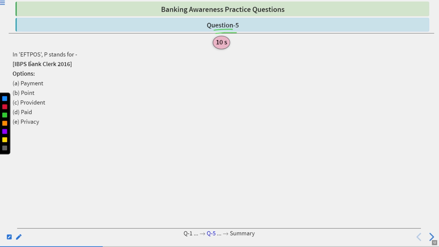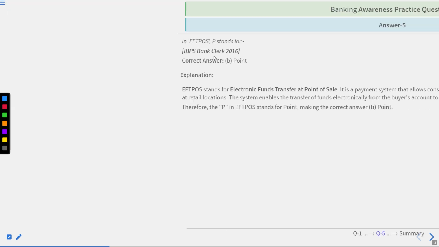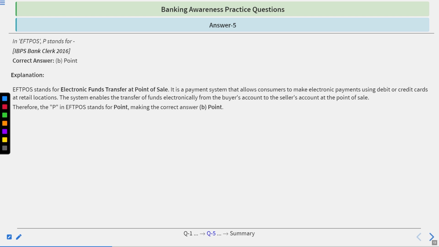Question number 5. In EFTPOS, P stands for Payment, Point, Provident, Paid, Privacy. To answer this, you will have 10 seconds. Time starts now. Time's up. Correct answer is B, Point.